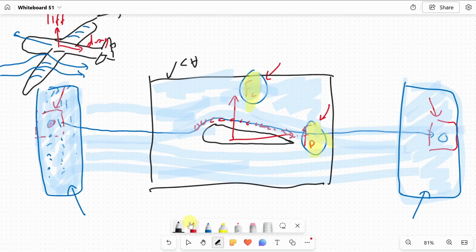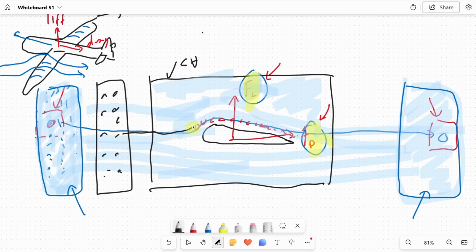Now, imagine if you were to use the closed system approach, where you have to look at the same set of particles. It means that you have to look at millions and billions of particles when they go over the wing and then go out and go back here.